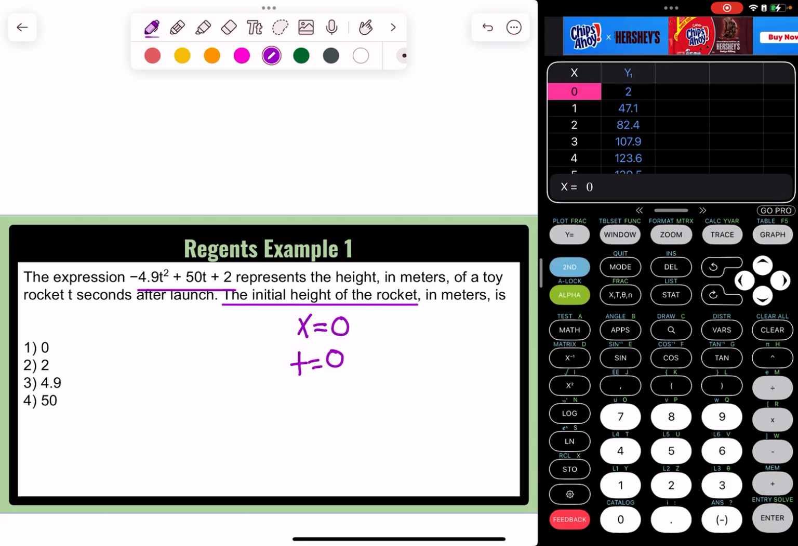At 0, it was 2 meters above the floor. So the answer is 2. And that makes sense because if you plugged 0 into this equation, this part with the variable would cancel out, and you'd just be left with 2. All right, let's look at our next one.